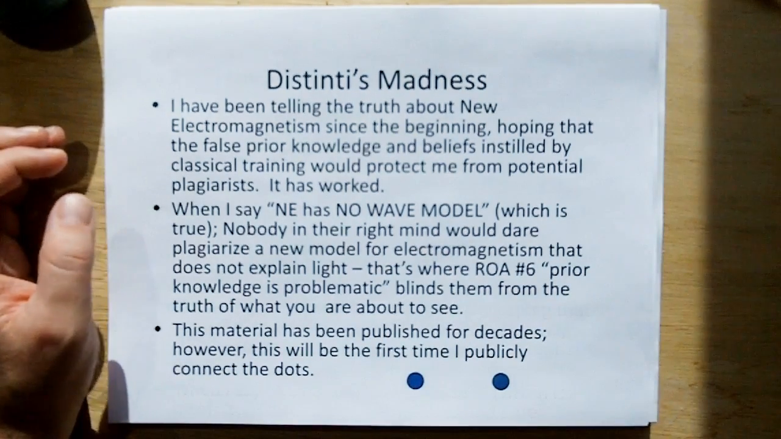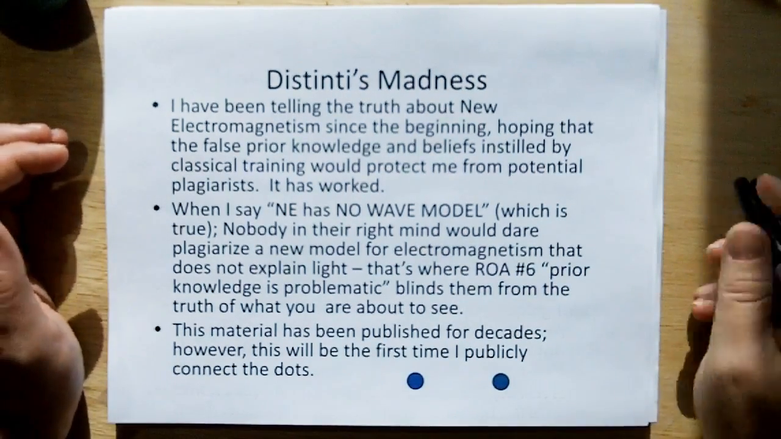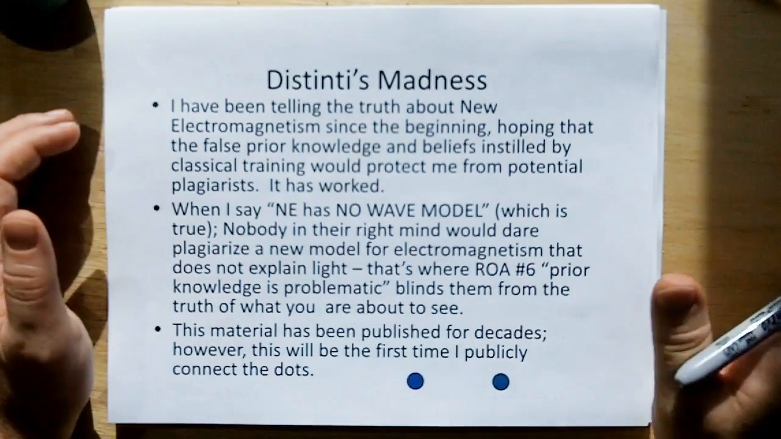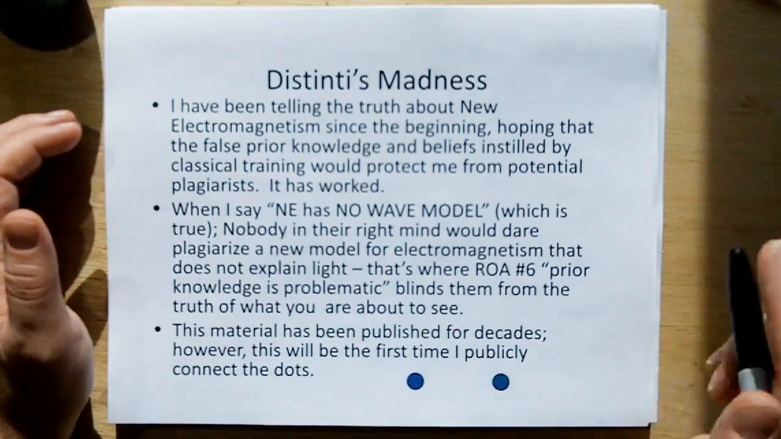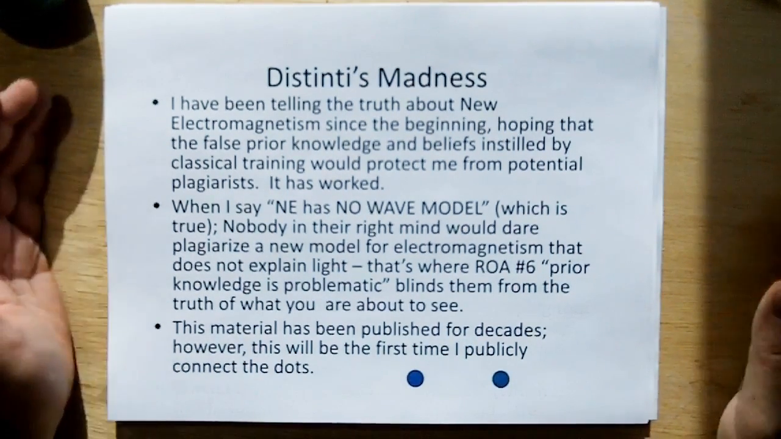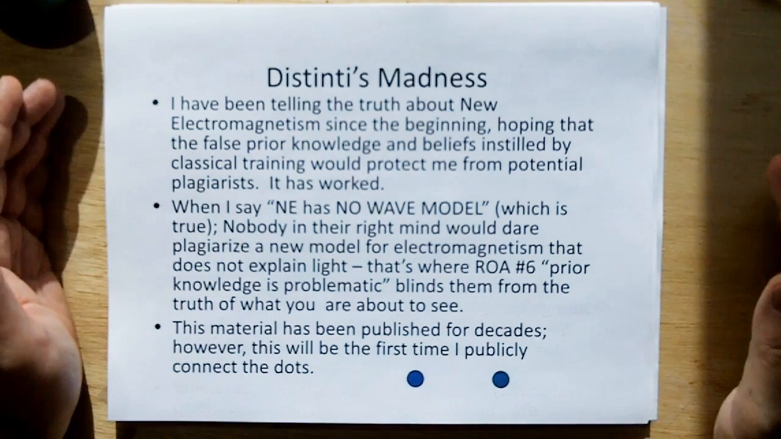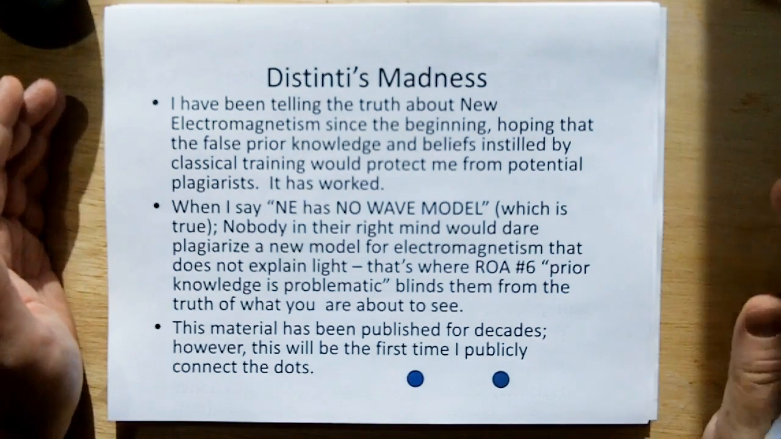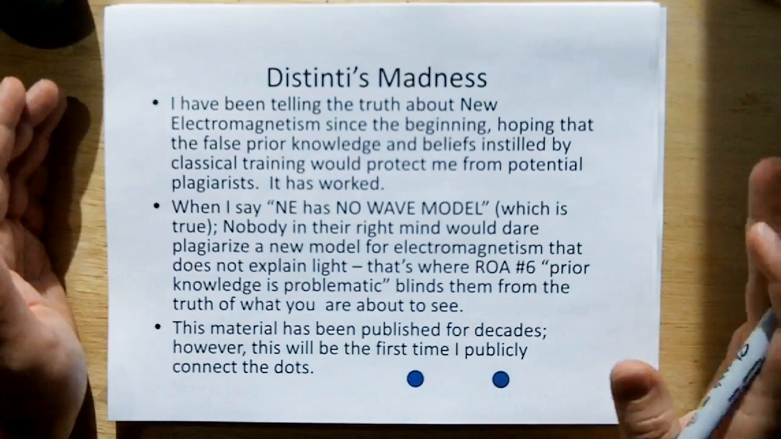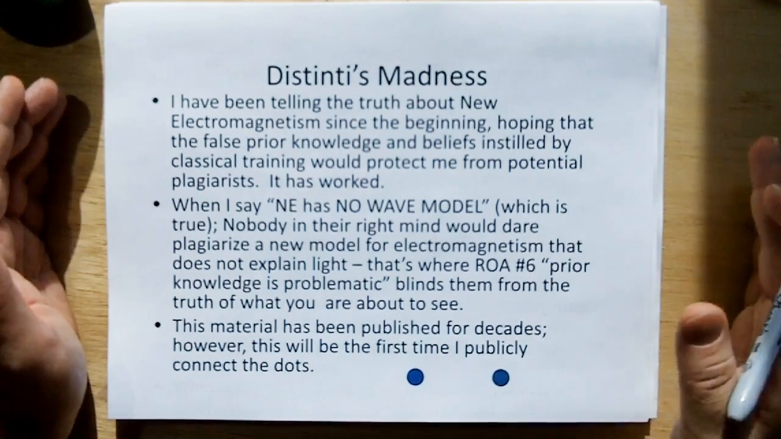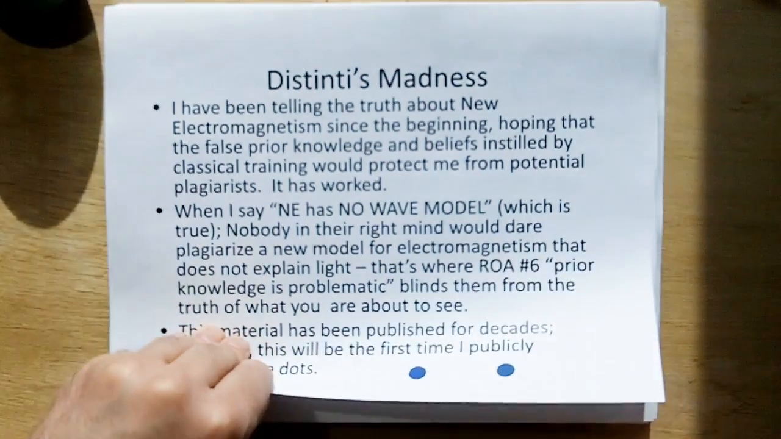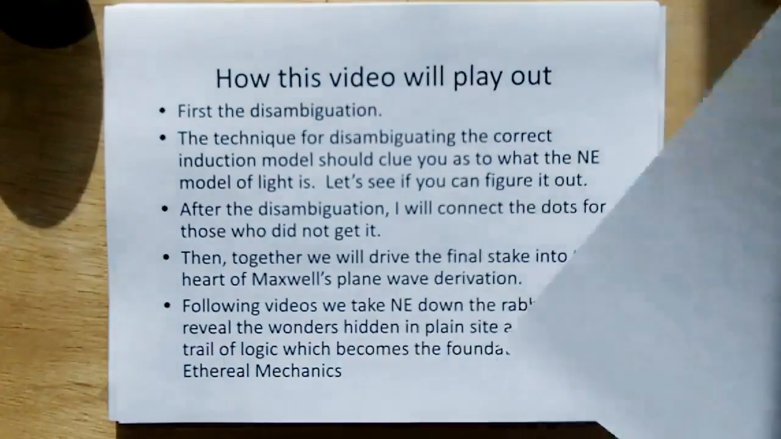Because when I told people in the beginning, oh, there's no wave model, which is true, and we'll explain that later on in the video, who in their right mind would plagiarize new models of electromagnetism if it has no wave model? And that's the problem, because you don't need a wave model. I'm going to show you that the model for light has been there all the time, and that a wave model is not appropriate. And we'll get into all that. But it's been there. I have just not pointed it out.